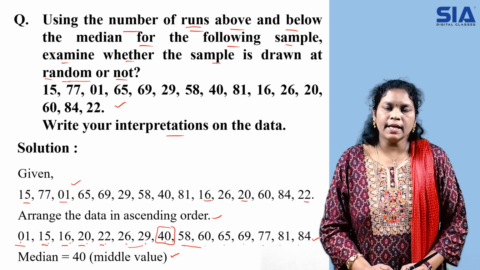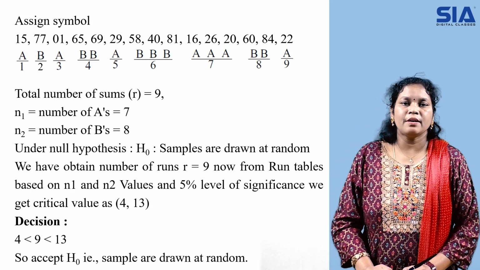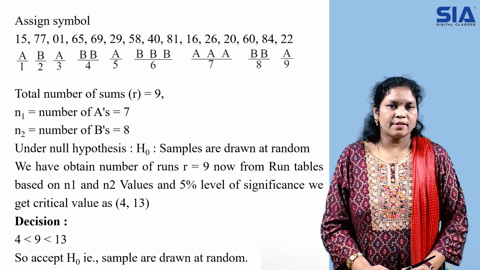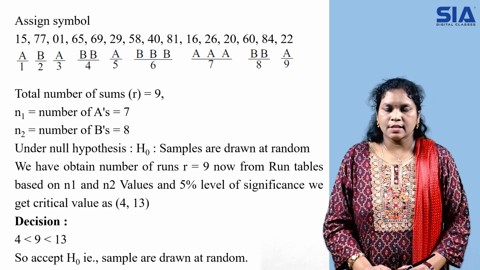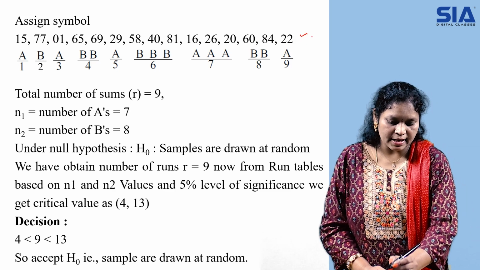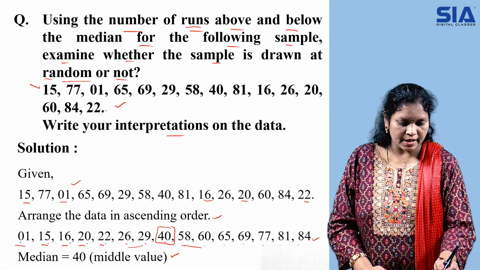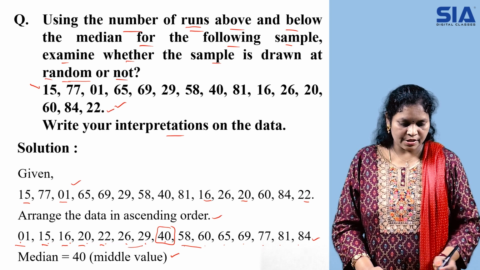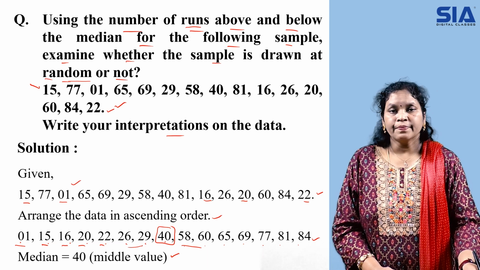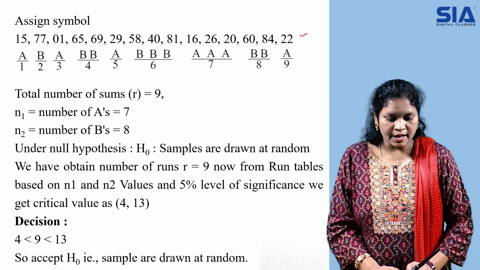Now let us go for obtaining runs. We need to assign the symbols A and B to the original data. From that we will get the runs. Now let us check how to assign those symbols. Rewrite the data, whatever the original data we have, rewrite it here as it is from the question. They started at 15 and stopped at 22, right? In the first step we wrote the original data. That data you have to consider, not the data arranged in ascending order. So I have rewritten the question data here.